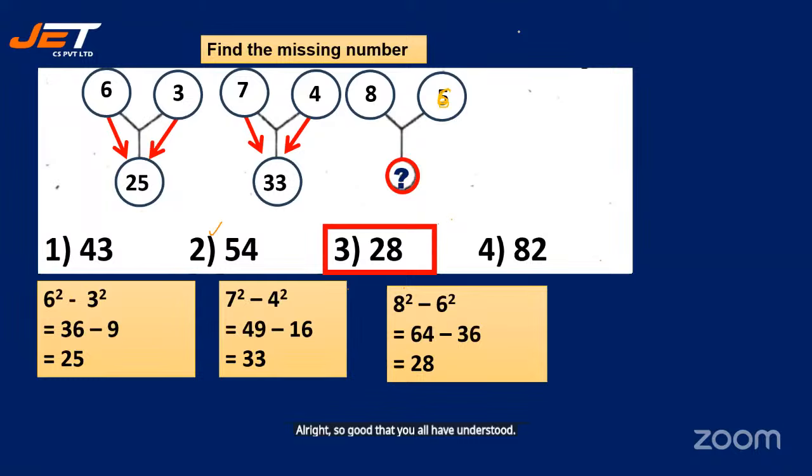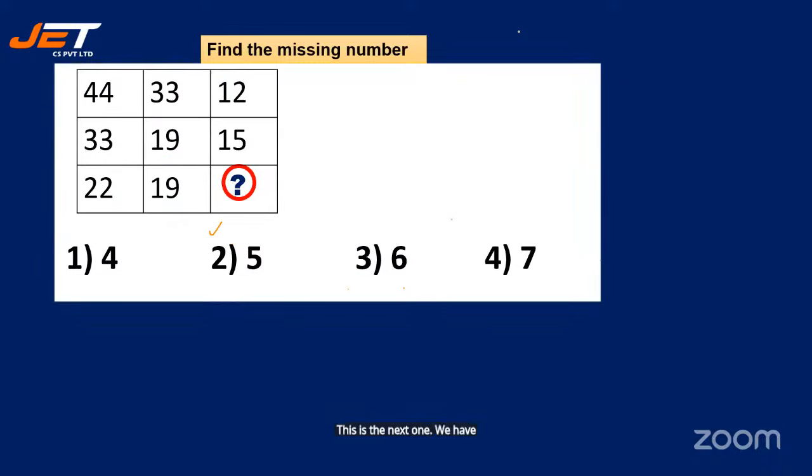Yes. See the next one. We have 44, 33, 12, 33, 19, 15, 22, 19, dash. So how the first two columns are framed, similarly, we can also do the third one. Okay. All right. Let's see the third one.